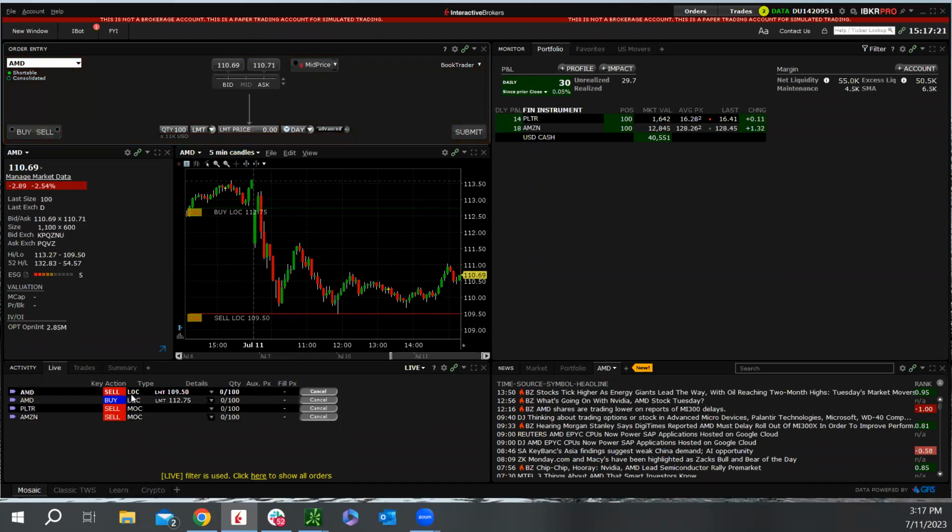And now you can see that order is down here as well. So now I have 4 orders all set to execute at the time that the market closes. 2 of them are market on close, meaning no matter what, they're going to execute and fill at whatever the market price is. Then I have 2 orders set up with AMD. One is a limit sell on close, and price has to be at or above 109.50. And then I also have an order to buy AMD, a limit on close, and price here has to be at or below 112.75.